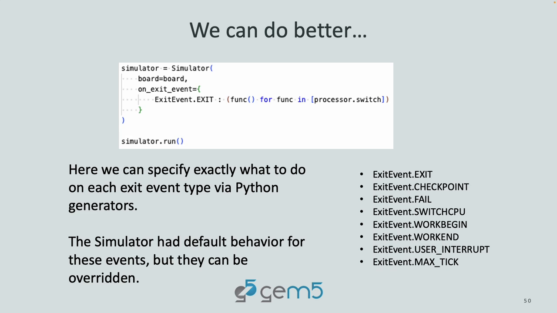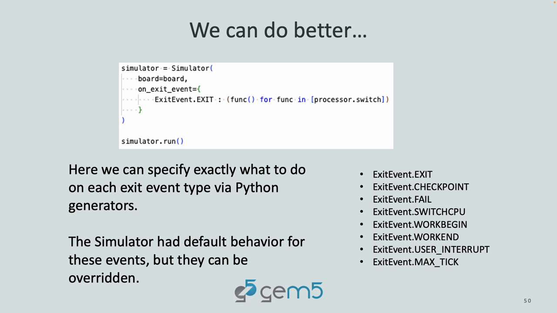But we can actually do the same thing with this statement here. Know how we had the simulator function before where we defined the board? Well, I'm also going to feed the simulator in advance what I want it to do in certain exit events. So for an exit event type exit, I want it to yield a function from a list and do that function. So here I'm saying, yield processor.switch and we'll execute it. If it goes in a second time, we have nothing left to yield, and it will just exit the simulation entirely.